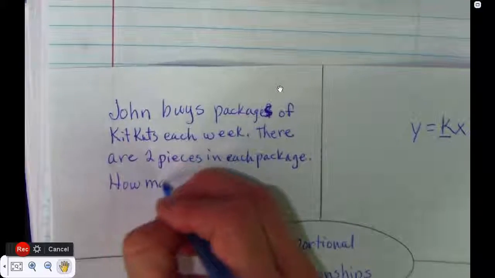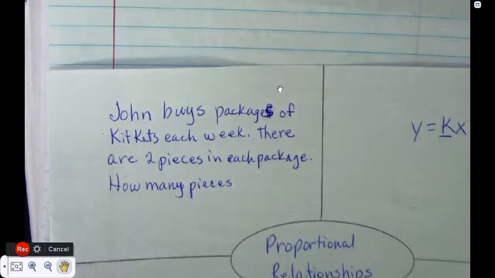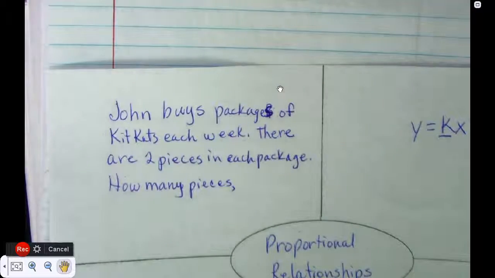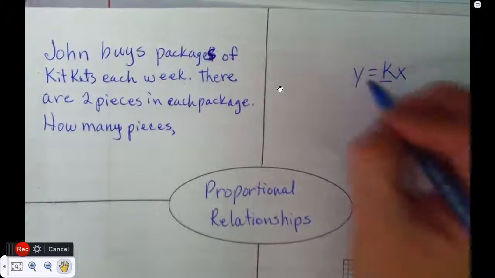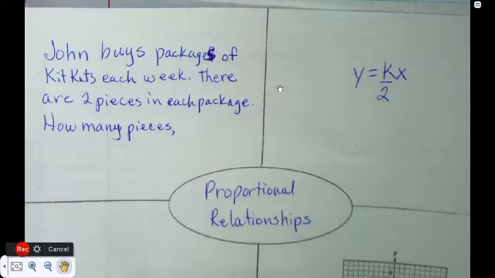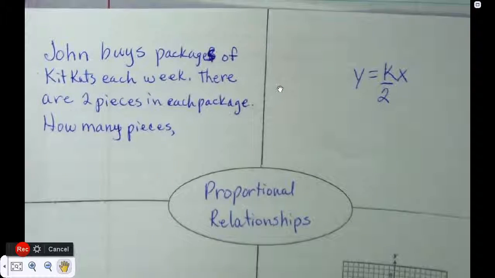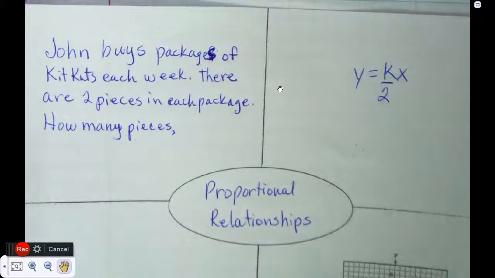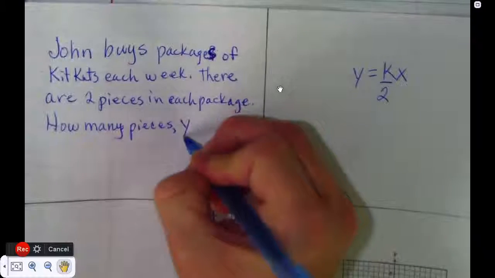So, how many pieces? Now, let's stop and talk about what pieces is going to be. Where's 2 going to go in the equation? 2 is going to be the K. Good, David. So the pieces, is that going to be the Y or the X? The Y, because X is going to be the packages. If he bought 5, then he ate how many pieces of candy? 10, right? So the pieces is going to be the Y.